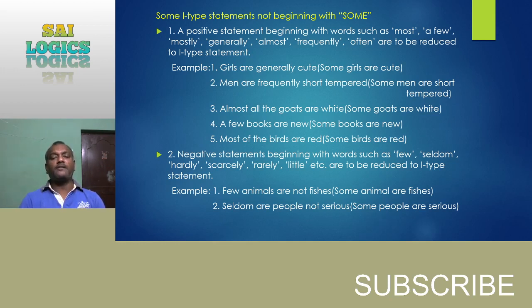few animals are not fishes. Condition says negative statement. Yes, not has been used, it's a negative statement. Should have the word few. Yes, it is having a few. Now we have to reduce it to some. We can write, you remove few and write some animals. Since this is I type, some type of statement, we have to remove not also. So we can write it as some animals are fishes.